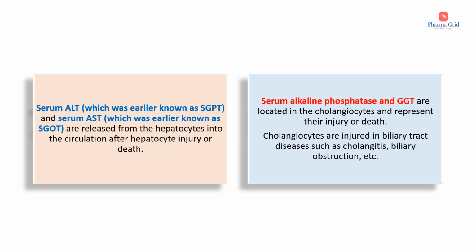Serum ALT, which was earlier known as SGPT, and serum AST, which was earlier known as SGOT, are released from the hepatocytes into the circulation after hepatocyte injury or death.